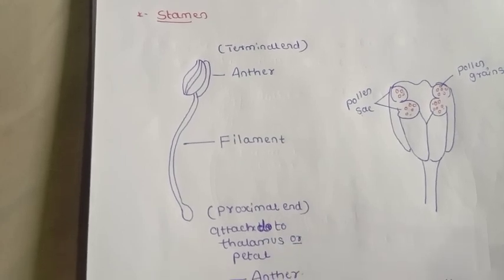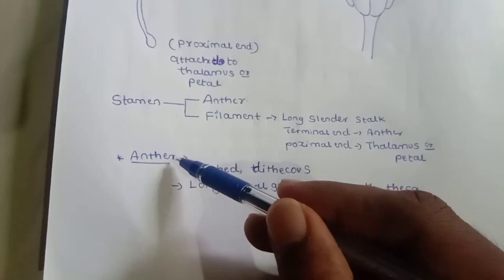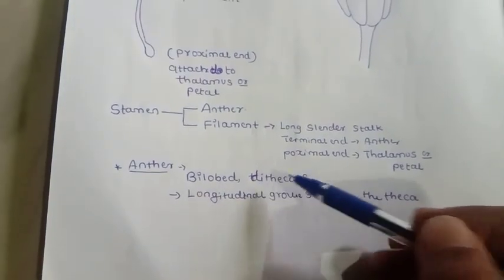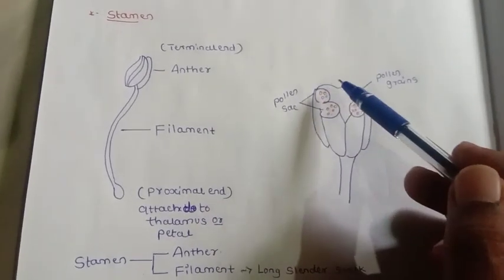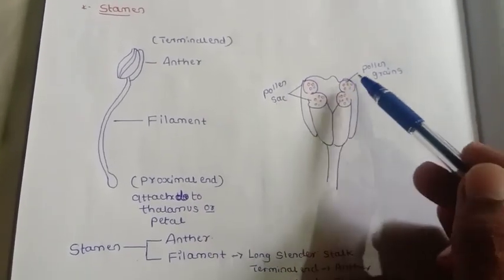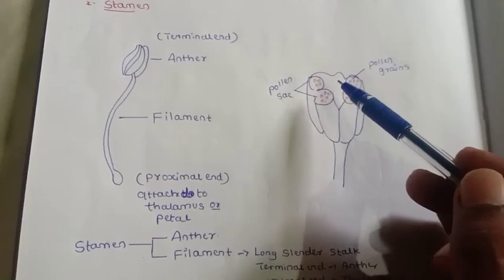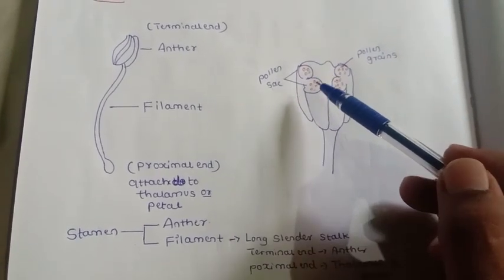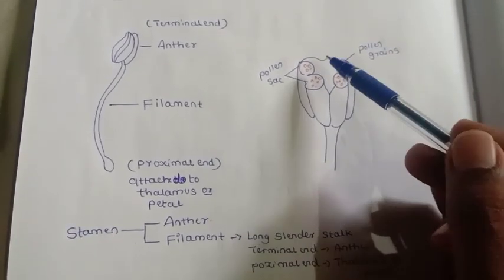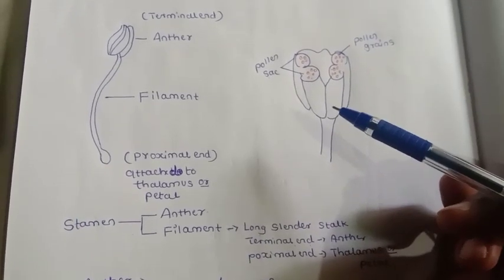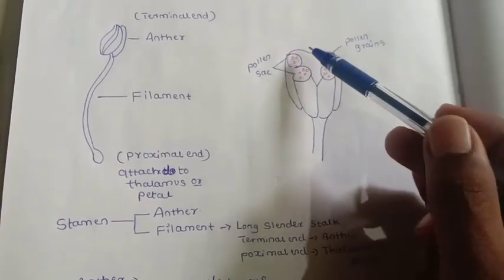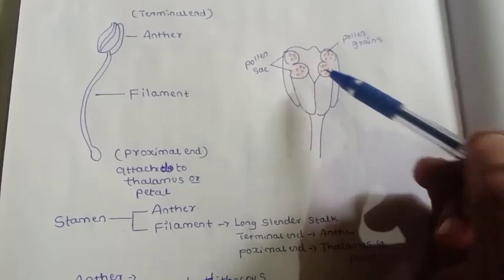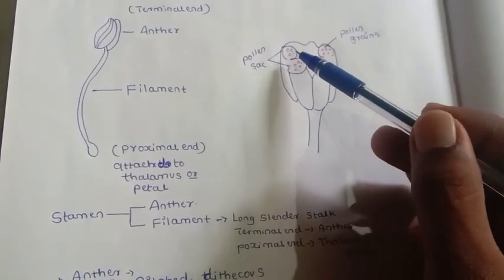Okay, next come to the anther. Anther is a bilobed and dithecous structure. Here we can see the section of the anther showing two lobes. Okay, in each lobe there are two thecae. ಒಂದು ಲೋಬ್ನಲ್ಲಿ ಎರಡು ಥೆಕಗಳಿರ್ತವೆ. That's why we call it bilobed dithecous. Okay, means totally we have 4 thecae.